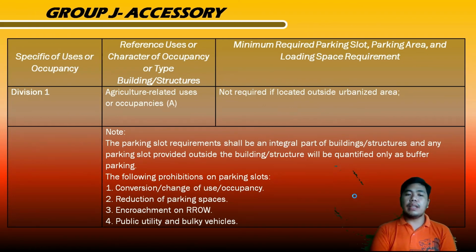In Division 1, we have the agriculture-related use or occupancies not required if located outside urbanized area. It notes that the parking slot requirements shall be an integral part of building structures, and any parking slot provided outside the building structure will be quantified only as buffer parking.